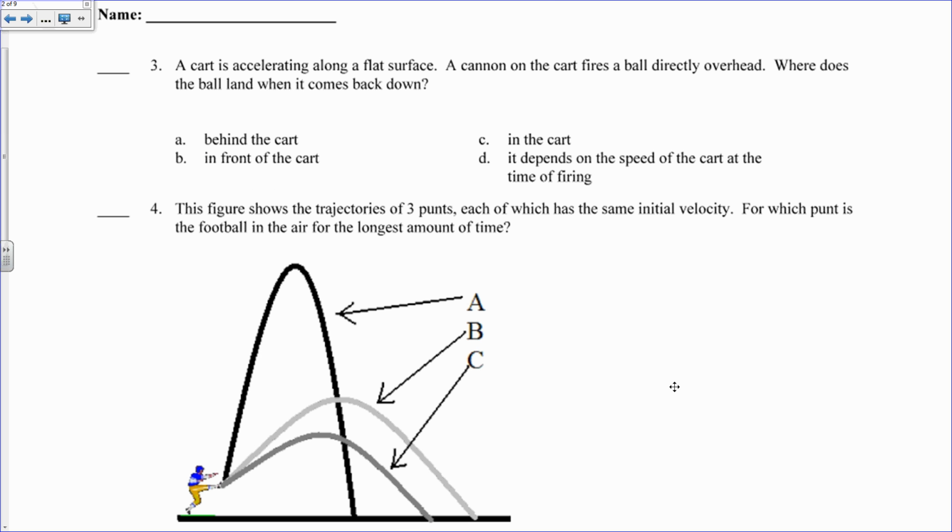Car is accelerating along a flat surface, keyword accelerating. Cannon on the cart fires directly overhead. Where does the ball land when it comes back down? That's going to be behind the cart because it's accelerating.